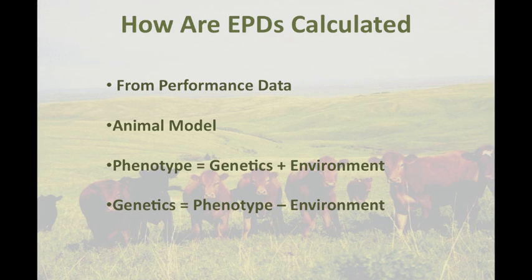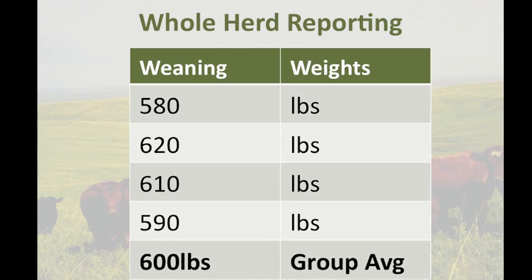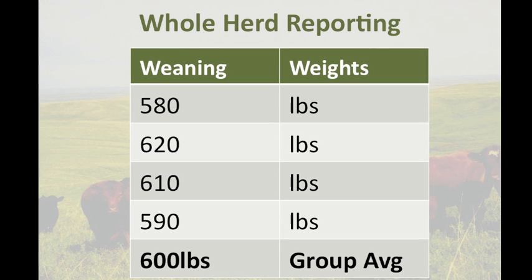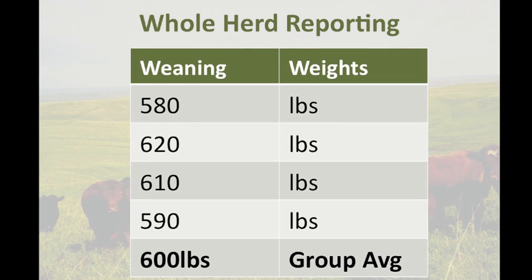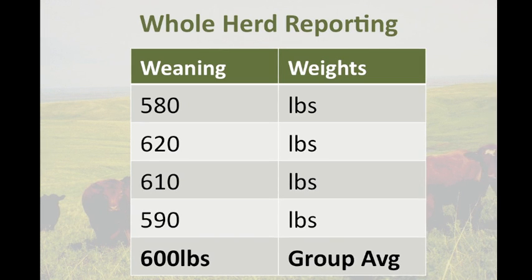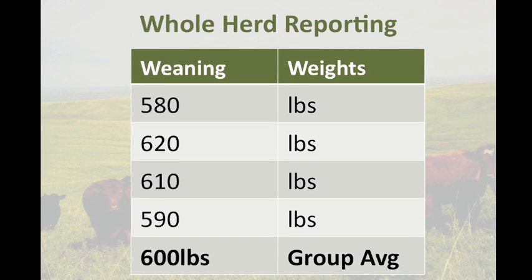So when we make contemporary groups, we try to group together only animals that are raised the same, that are given the same opportunity to develop that specific trait. So for weaning, which is this example, all 4 of these animals should have been given the same opportunity to develop weaning weight. Whether they're male or female? That's a great question, Shirley. So all the animals in a contemporary group are always the same sex. We don't compare females to bull calves, for example.